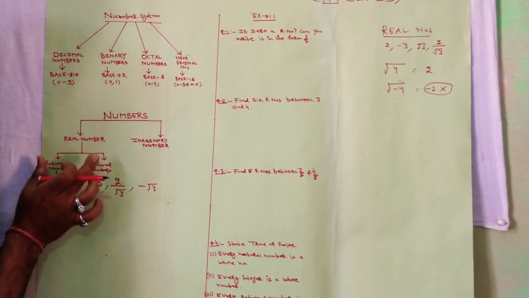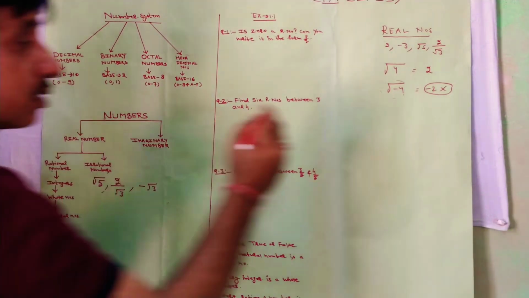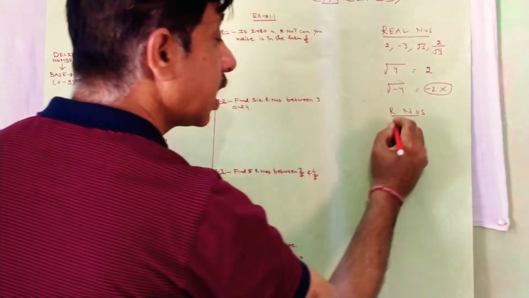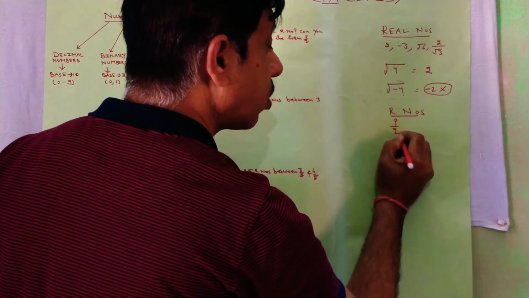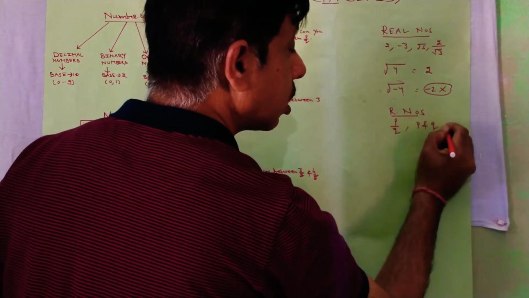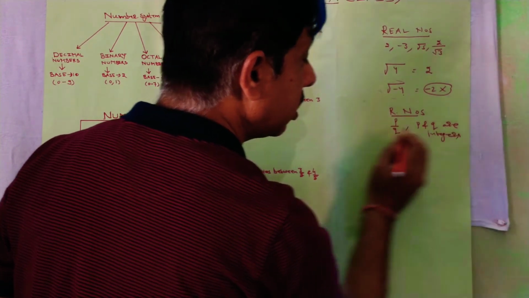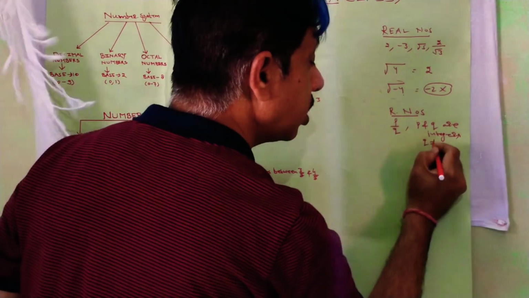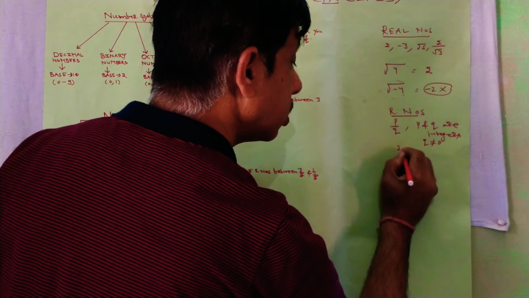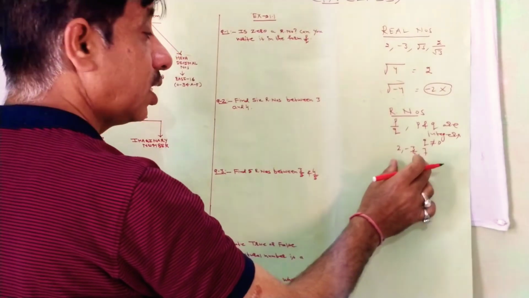Now we are talking about the real numbers. There are two types of real numbers: rational numbers and irrational numbers. What are rational numbers? The numbers which can be represented in the form of P upon Q, where P and Q are integers and Q is not equal to 0, are called rational numbers. For example, 2, minus 3 upon 4, 7. These are all rational numbers.